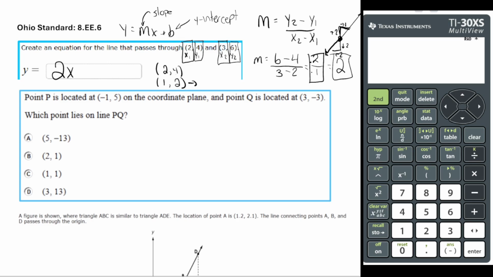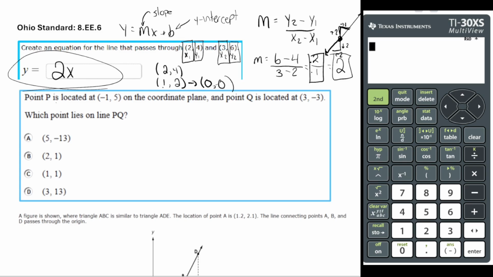Then we keep going because we're not at x equals 0 yet. Reduce our x by 1, that's 0. Reduce your y by 2, that's 0. That's (0, 0). That means we don't have a y-intercept. So y equals 2x is just it. Okay? So let's go to our next question.